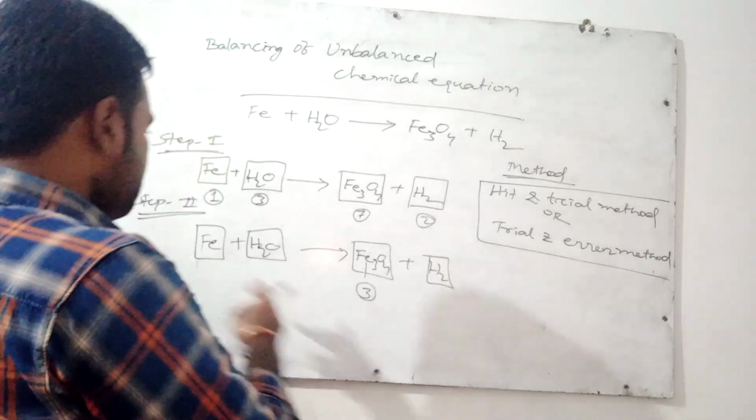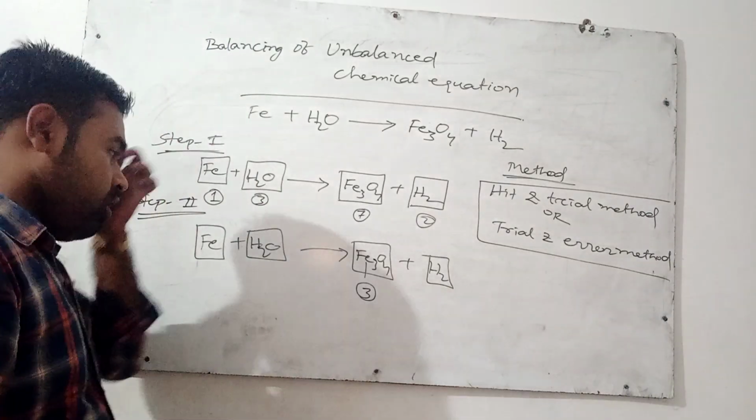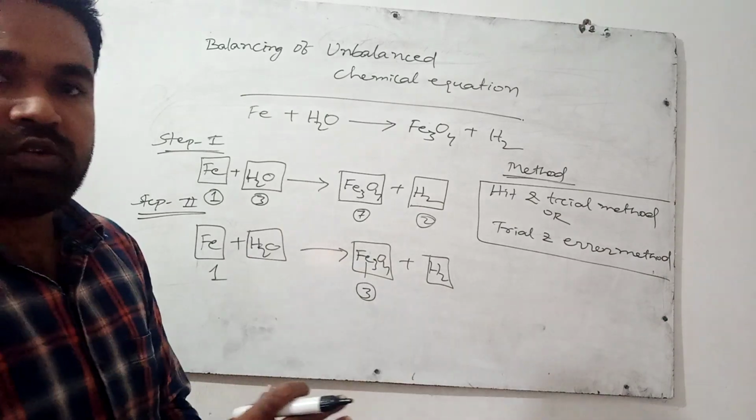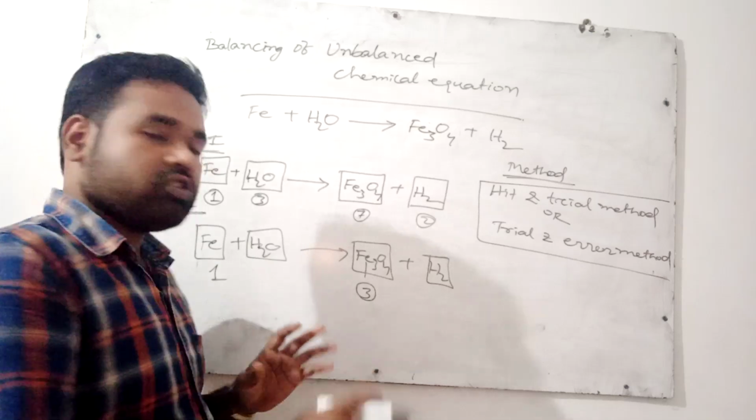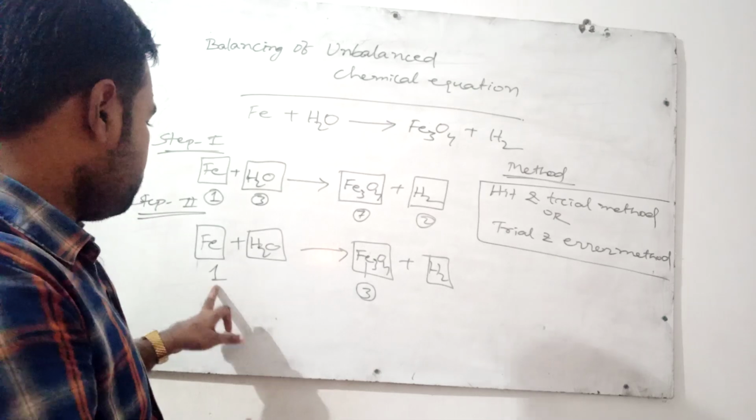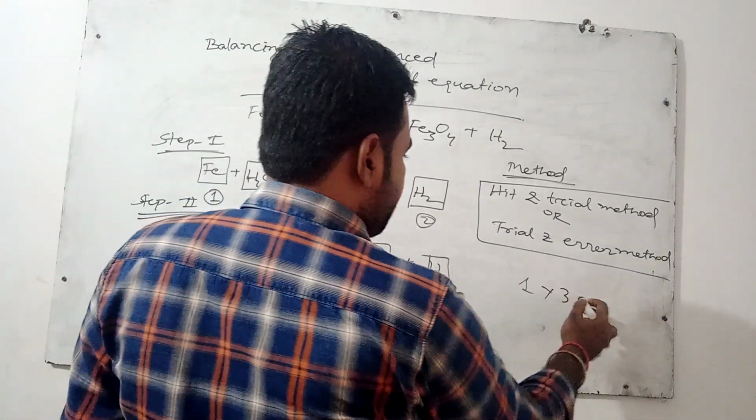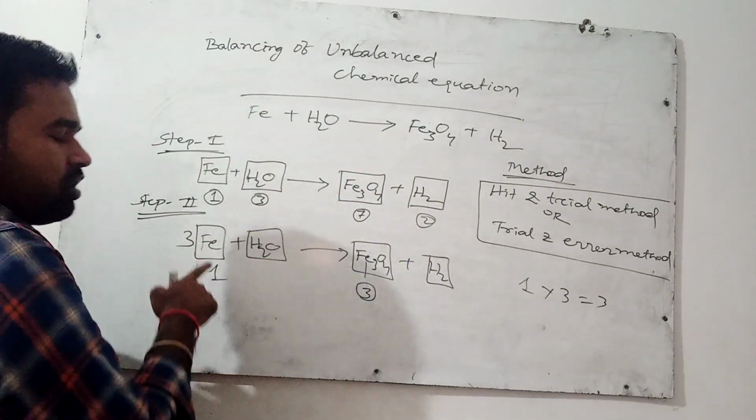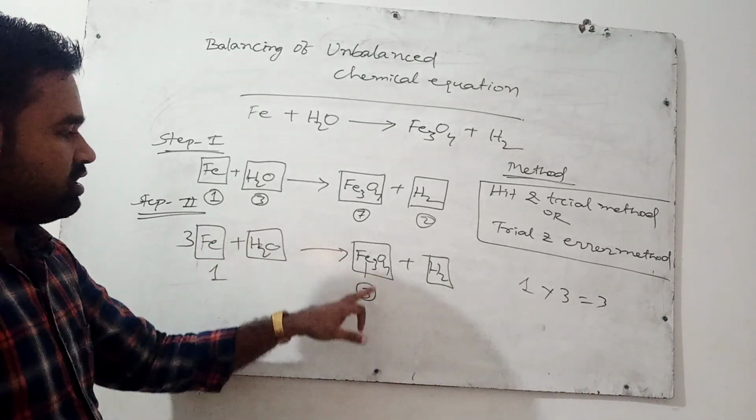Now this side, how many Fe atoms are there? 1 Fe atom. So what you have to do, you have to change the 1 into 3. In which number will we multiply 1 so that it changes into 3? Focus on multiplication, not on adding. 1 multiplied by 3 gives 3. So we put 3 here, not inside the box, outside the box. Clear everyone? Now it becomes 3 Fe atoms, and this side also 3 Fe atoms.